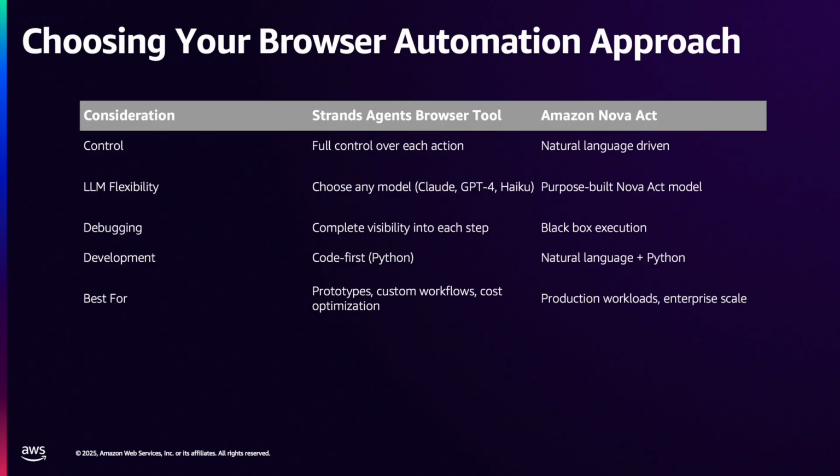Debugging is where you really see the difference. Strands gives you complete visibility where you can see every step, every response. Nova Act is more of a black box. You see the model reasoning and the results, but not the internal processes. Bottom line, it's about having options, and the solutions are very use case dependent.